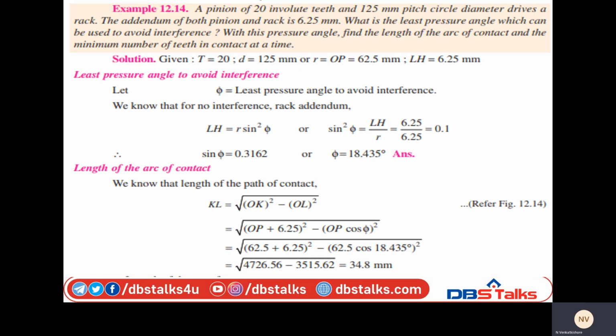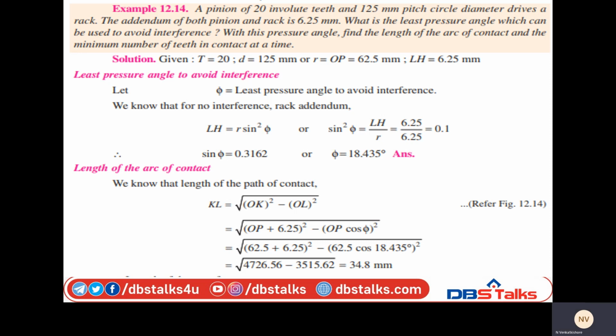Then the length of arc of contact means the length of path of contact by cos phi. That is a formula. So 35 divided by cos of 18.435 degrees. So approximately that is 36 mm.